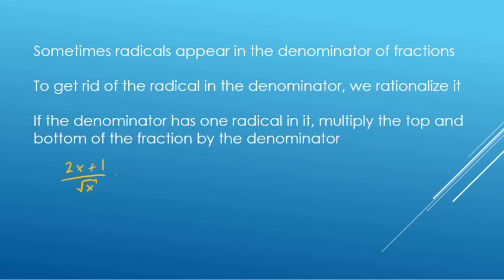To do that, I multiply the entire fraction on the top and bottom by the same thing, and what I'm multiplying by is that square root of x. Now we're just multiplying two fractions, so we multiply the tops and we multiply the bottoms. And when we do that, we have the square root of x times the quantity 2x plus 1, all over the square root of x times the square root of x, which is just x.